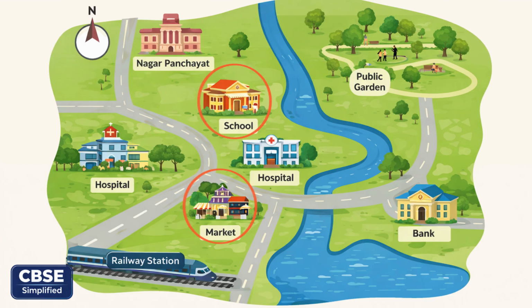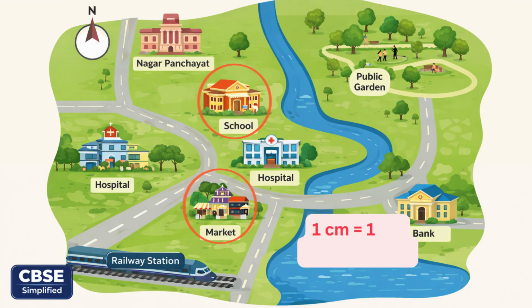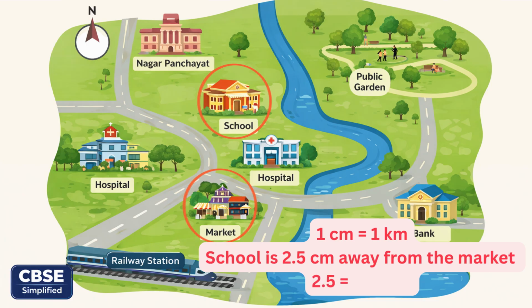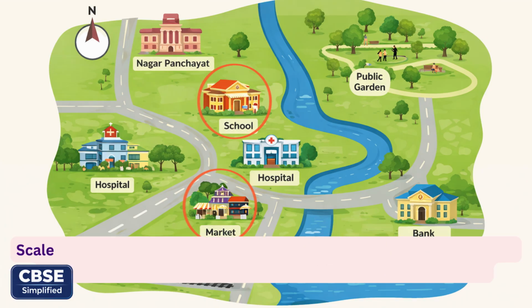Look at this map. Can you find out how far the school is from the market? Let's say 1 centimeter on this map is equal to 1 kilometer in real life. So, if on the map the school is 2.5 centimeters away from the market, on the ground it will be 2.5 times 1, that is 2.5 kilometers away from the market. This is also called the scale of a map.